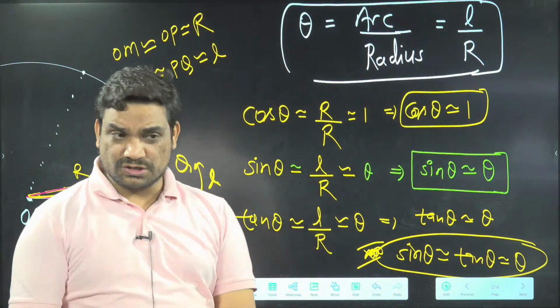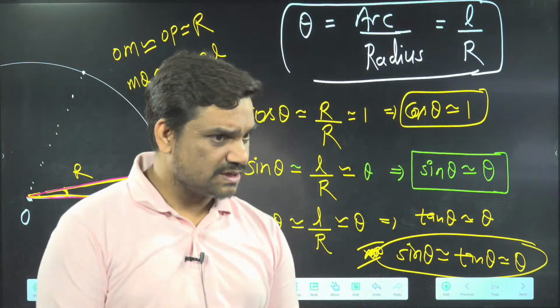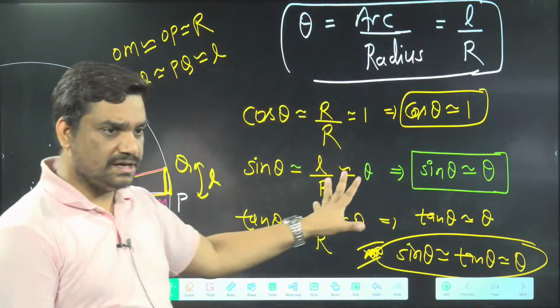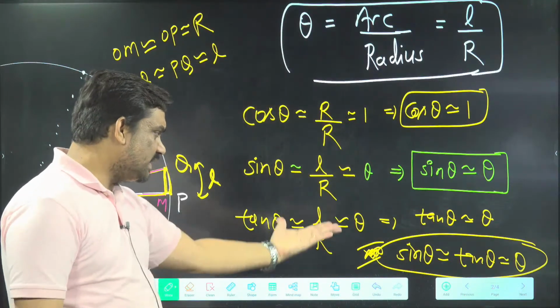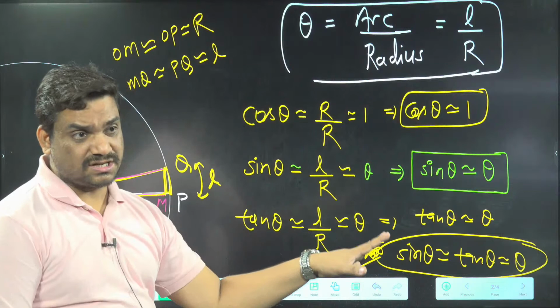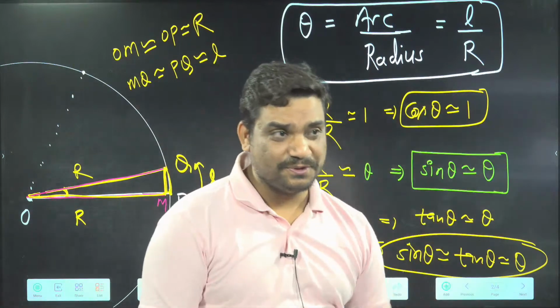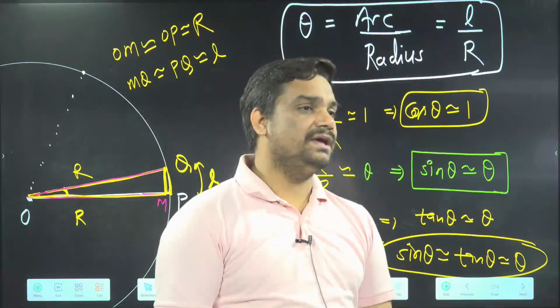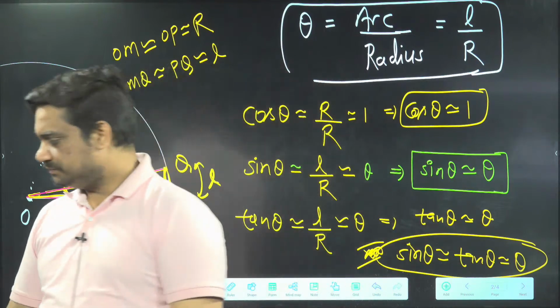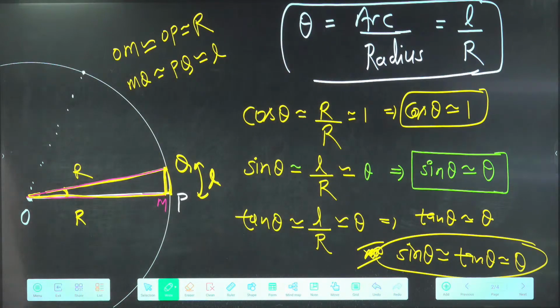Then we'll be having uses of this, so we'll do some questions. I hope you have done this. Sine theta is approximately equal to tan theta, which is equal to theta, which is equal to arc by radius, L by R. So write these things.